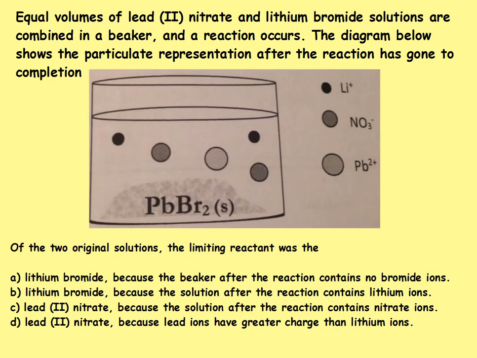Go ahead and pause and figure this one out. Restart when you're done. So we had lead 2 nitrate and lithium bromide. They reacted, and this is what we have left. If we notice, we don't have any bromides over here. So all the bromides must be in this solid, which means lithium bromide must be my limiting reactant, because I still have lead and I still have nitrate ions floating around. So lithium bromide, because the reaction contains no bromide.